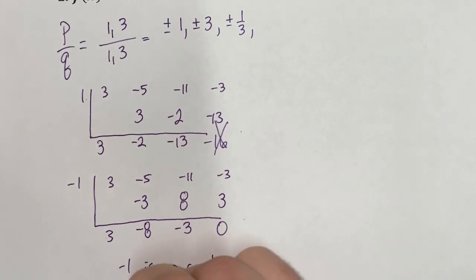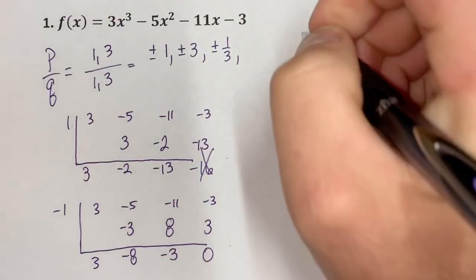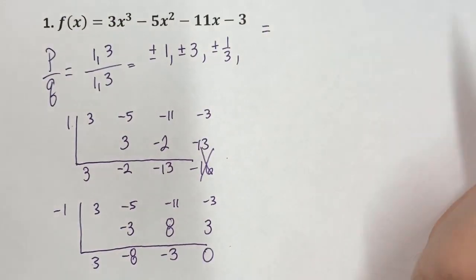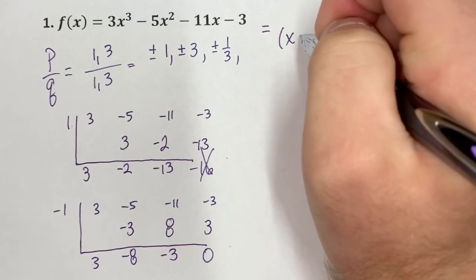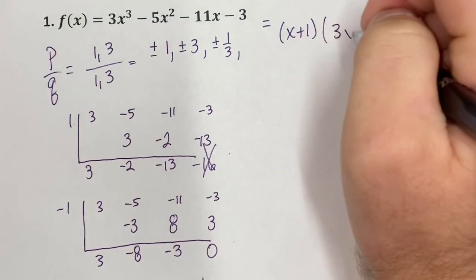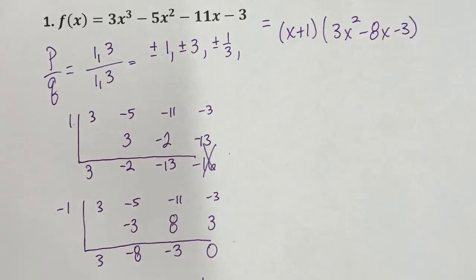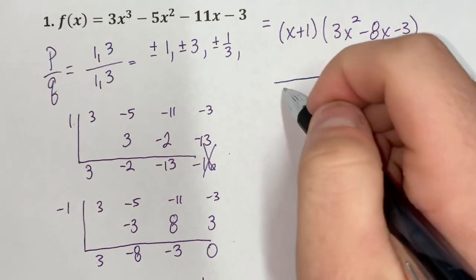And if -1 is a root, we know x plus 1 is a factor. So we can rewrite f of x as x plus 1 times the quotient we got here, which would be 3x squared minus 8x minus 3. At this point, we want to solve this quadratic, 3x squared minus 8x minus 3. Let's see if we can factor that.